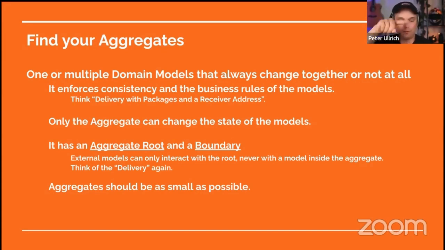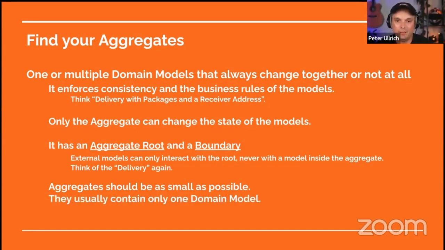It has three domain models. And if these three domain models change, it always has to go through the aggregate. And they should be as small as possible. So in my case, I almost never use an aggregate that has more than one domain model. Actually, it's uncommon that you have more than one domain model, but it depends on your situation.